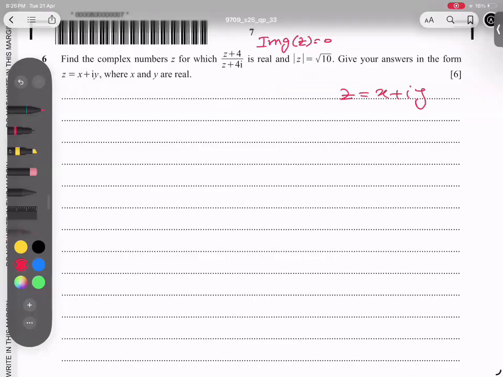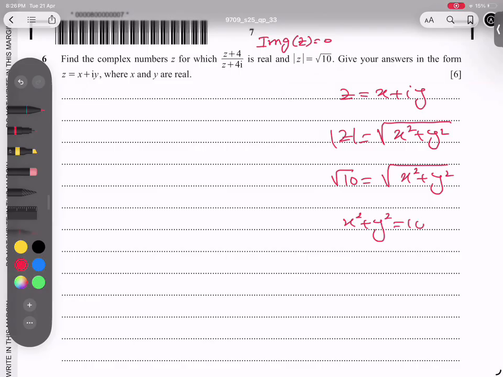If I find the modulus, it is very clear: the modulus of z is root of x square plus y square, and this modulus is given as root 10. Squaring both sides, I get x square plus y square equal to 10. Equation number 1 is done. Now we go for the second part.